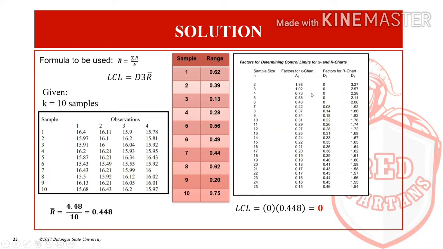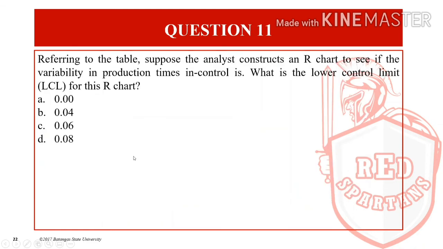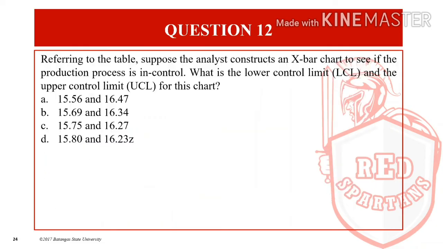4, ang katapat ng D3 na 4 is 0. So, 0 times R-bar na 0.448 is equal to 0. Kaya ang ating lower control limit for this problem is letter A, 0.